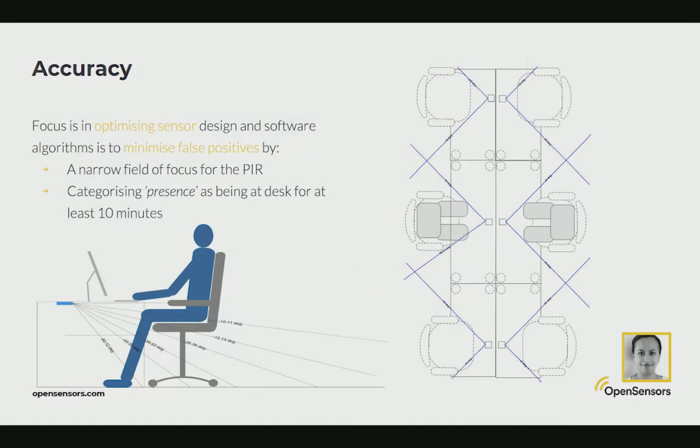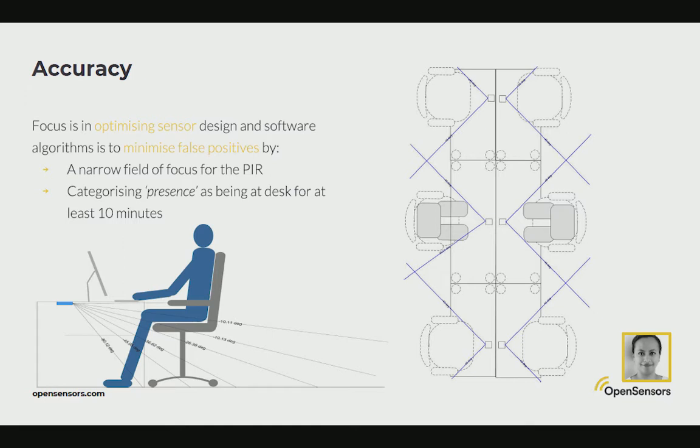One of the biggest things to be aware of in terms of the types of networks we're focusing on is accuracy. We do this in two ways. We do it focusing on the field of focus, both for the PIR and counting sensors, as well as categorizing what presence actually means. Your normal PIR sensor that you would have in your building would have a very wide field of focus. It would turn on the lights as you enter a room and so forth.